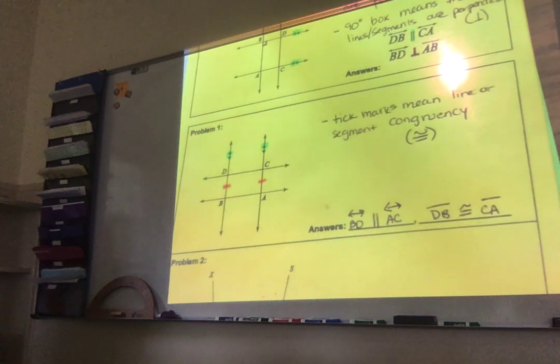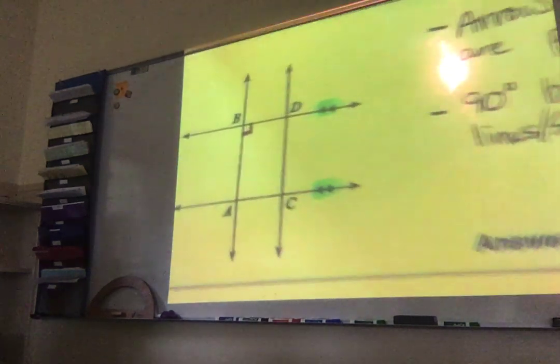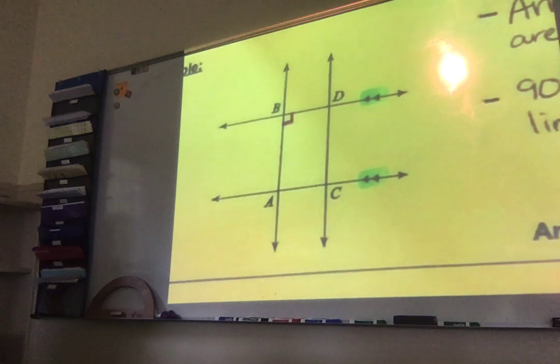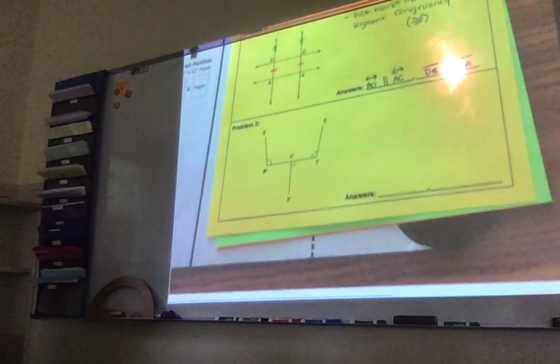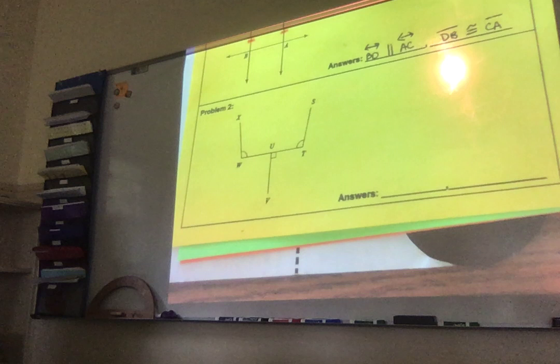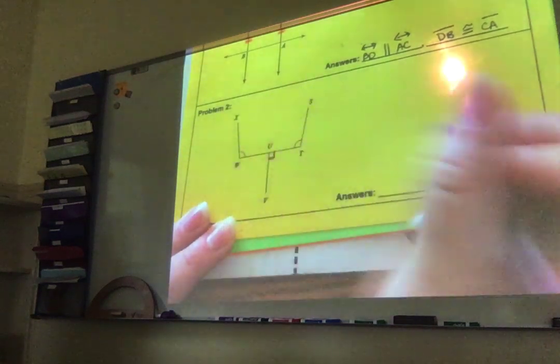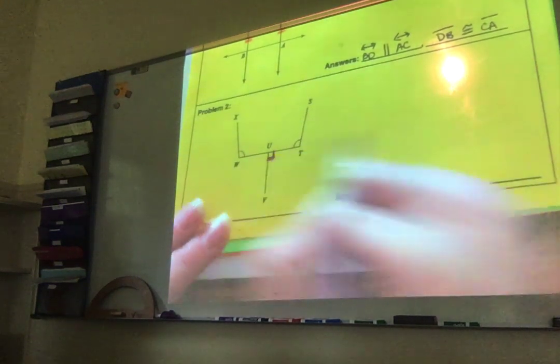Alright. Now we're moving on to problem 2. I'm going to need the first color that I used for my right angle in the example. So for me I used purple. And we're in problem number 2 now. So that should be the first thing that I recognize, because I know that symbol already. What does this symbol, the box, mean again? That it's perpendicular.